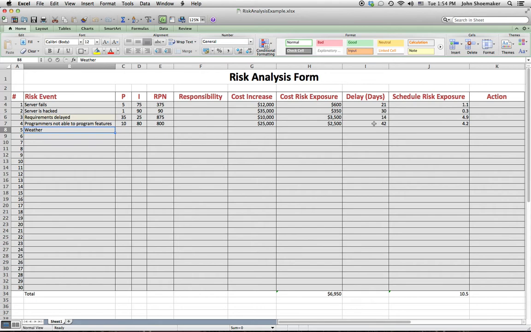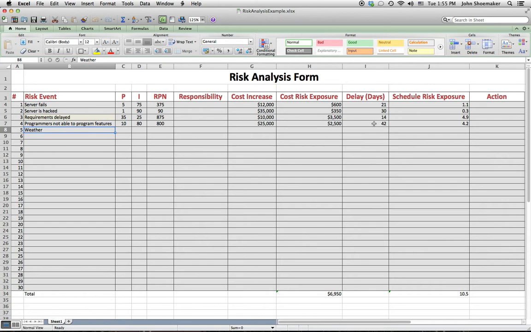We could avoid hurricanes as a risk event if we build during a time of the year when they don't occur. That would be an example of avoidance. Or sometimes in IT projects we can use a different kind of technology to avoid a particular problem. So avoidance is one way in which we can deal with a risk event.